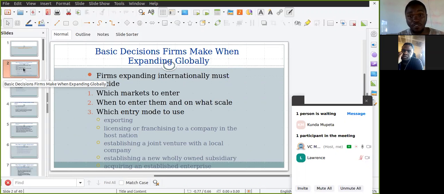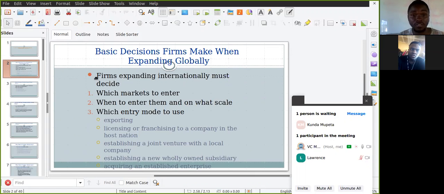Basic decisions firms make when expanding globally. There are some decisions which firms need to make when going international, operating in two countries, three countries, or even a number of countries. Firms expanding internationally must decide, number 1, which markets to enter. Number 2, when to enter them and on what scale. Number 3, which entry mode to use.